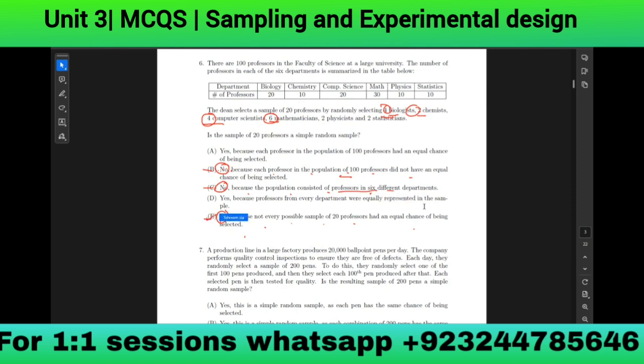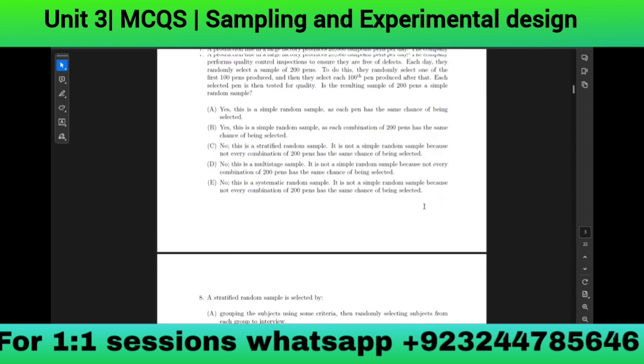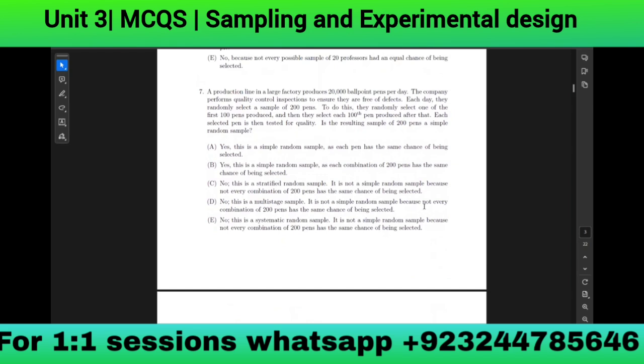Very good. This way you can understand the things. Okay, come to example question 7. A production line in a large factory. Now listen carefully. A production line in a large factory produces 20,000 ballpoint pens every day. The company performs quality control inspections to ensure they are free of defects. Each day, they randomly select a sample of 200 pens.